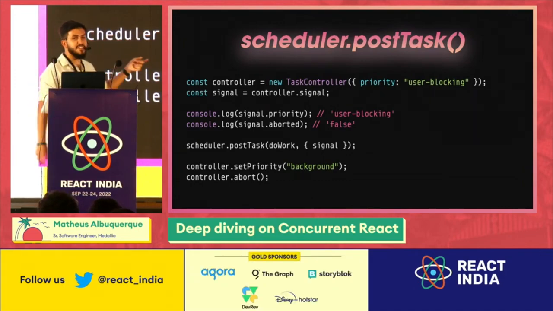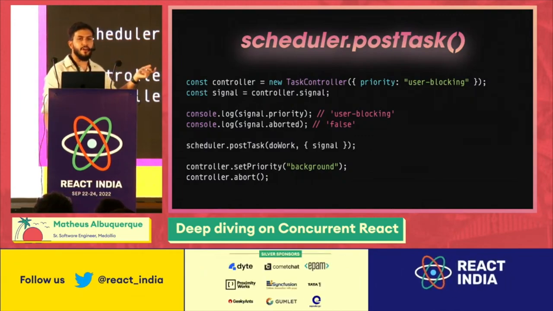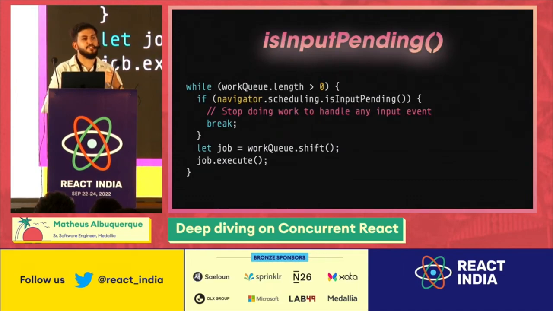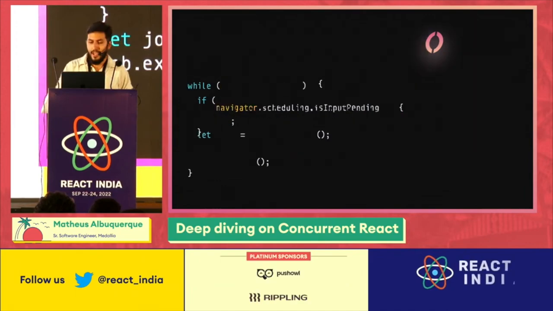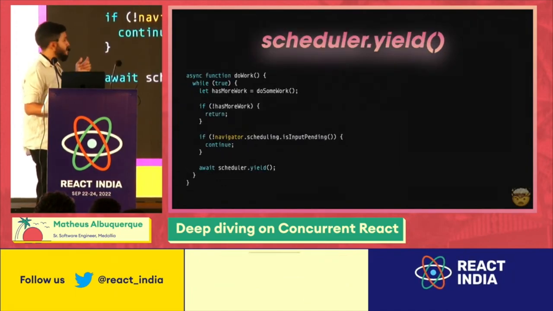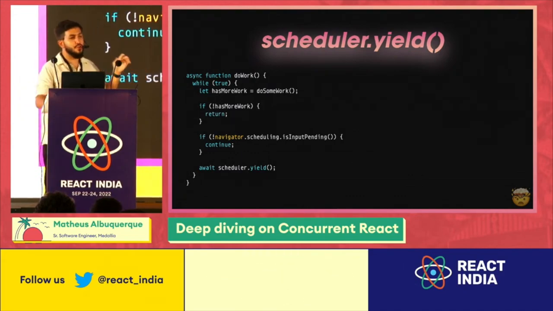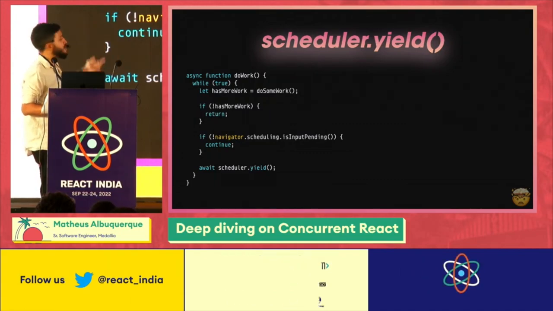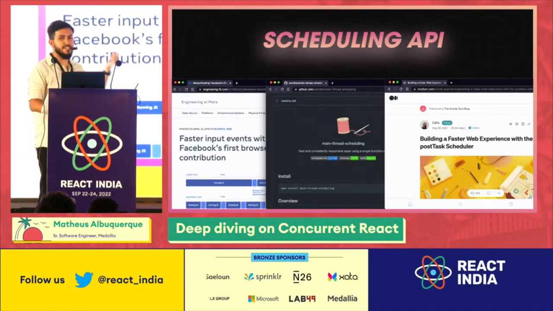And because you have signals, you can change the priority or get information about that, you can abort some tasks, etc. isInputPending basically allows you to stop doing something if the browser is processing input, and you can even filter the kinds of inputs you're going to listen for. And yield, as the name suggests, is a promise-based API that allows you to yield back to the event loop. And you can even combine it with isInputPending, for example, because if there's no input pending, then you can continue. And there are many great things out there.